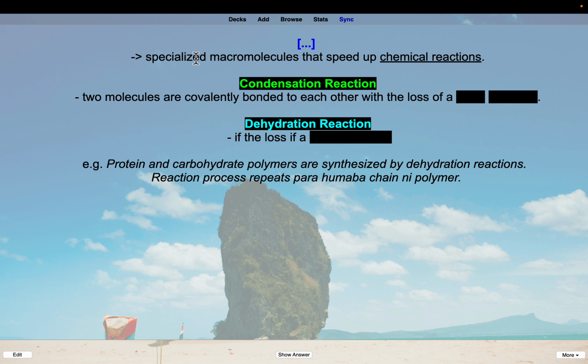Okay, what is this? Specialized macromolecules that speed up chemical reactions. Amino acids? No. Enzymes. Enzymes is the right answer.